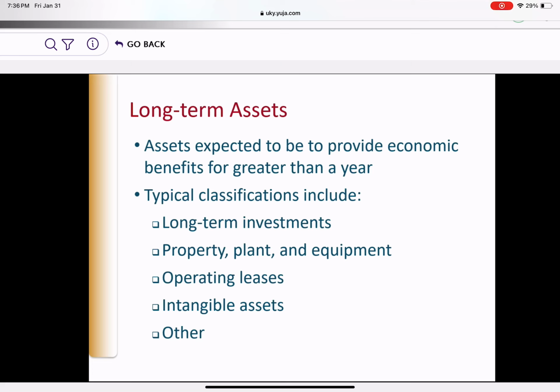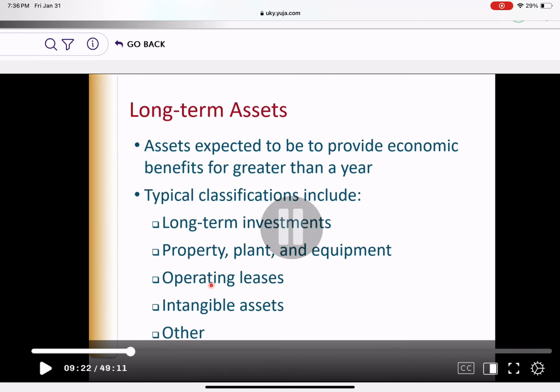With regard to long-term assets, as I previously said on another slide, they're going to benefit you for a period greater than 1 year. These would be things like long-term investments. Other companies will buy other companies' stocks or bonds. Property, plant, and equipment. By property, we mean land and buildings and so on, and then the equipment. Those are long-term assets. They're not going to be used up within 1 year.